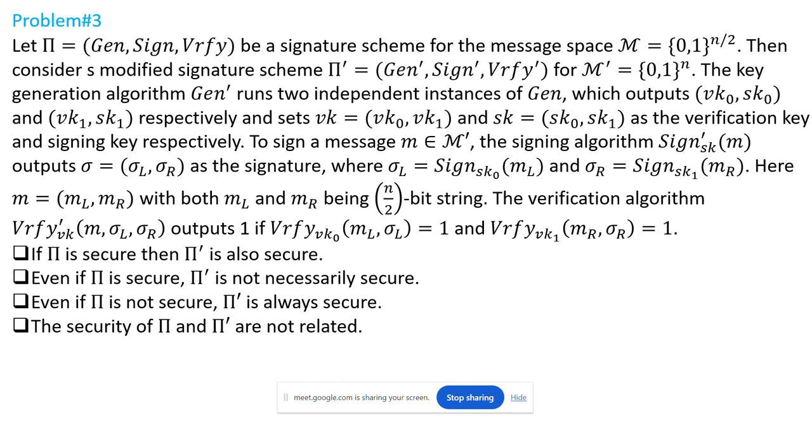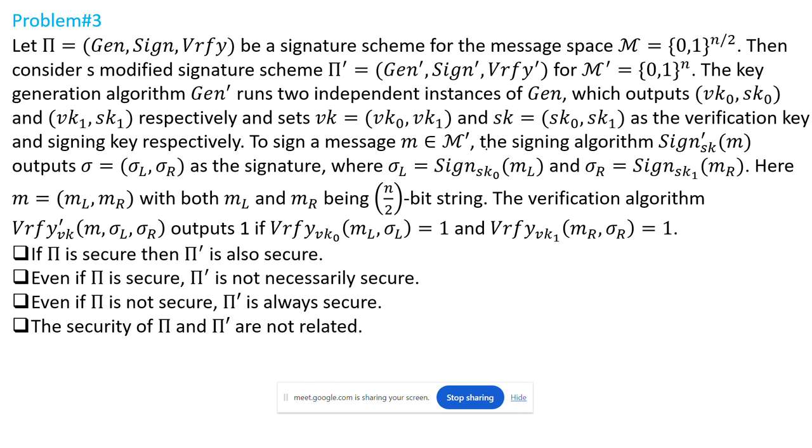Okay, coming back to the question. Gen dash runs two independent instances of gen, and now it sets vk equal to (vk0, vk1) and sk equal to (sk0, sk1). Now to sign a message m which has bit length n, the signing algorithm sign dash of m with respect to sk outputs sigma, which has two components, sigma left and sigma right. Sigma left is produced by the original signing algorithm of scheme pi, generating the signature for the left component of the message.